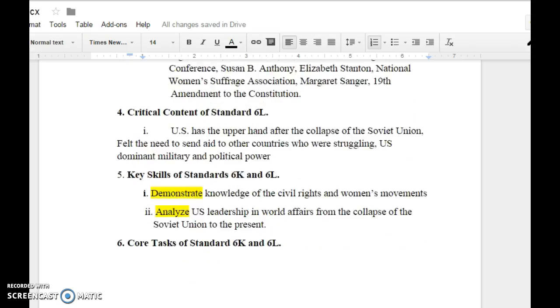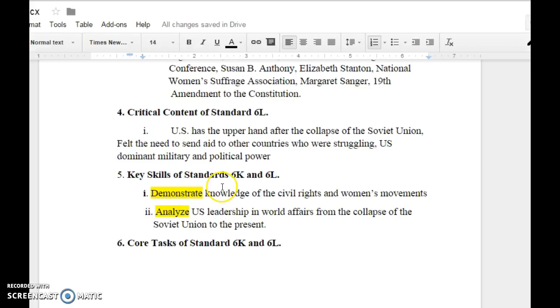The critical content for standard 6L is just showing that the U.S. had the upper hand after the collapse of the Soviet Union. We became the dominant world power. So we felt a need to send aid and help to other countries who are struggling, and we had the dominant military and political power.